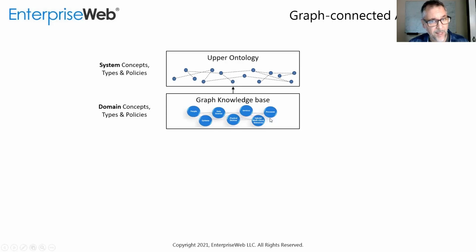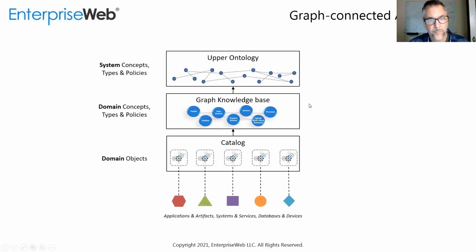So now we're talking about a graph knowledge base to model the domain connected to a rich system description of distributed systems. And then at the bottom of this is a catalog of objects, the objects of the domain, right? So you model your domain and then you have objects of your domain. These are actually the solution elements that are relevant to a particular customer. And it might be applications, artifacts, systems, services, databases, and devices. It doesn't really matter what they are. It's the things that matter to that business that they need to connect. And we make it easier for them to do that as well.